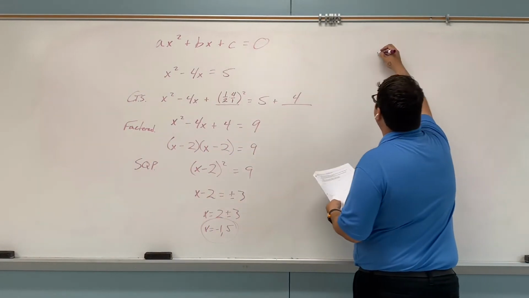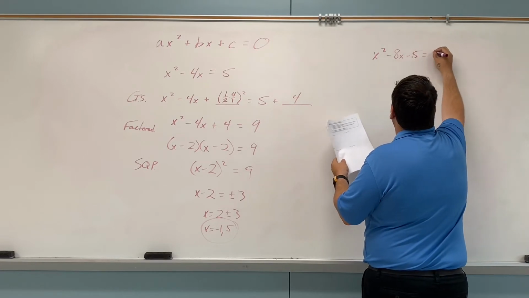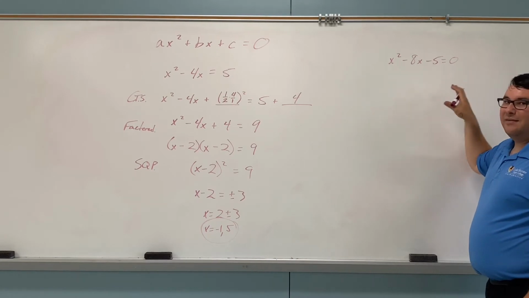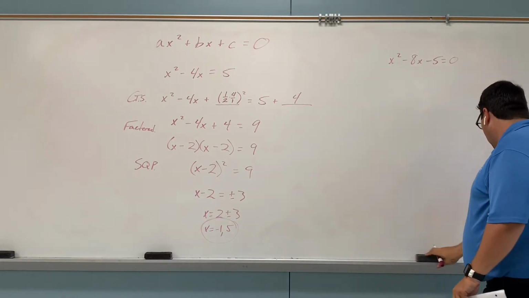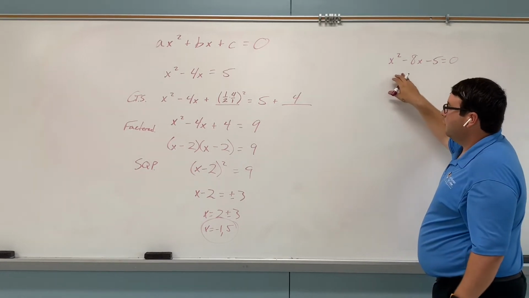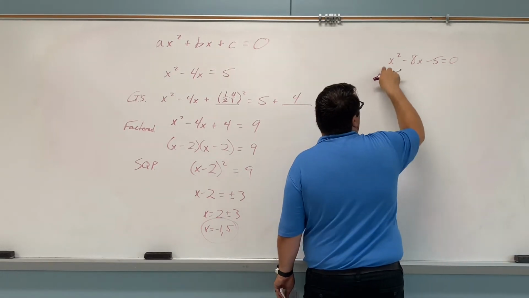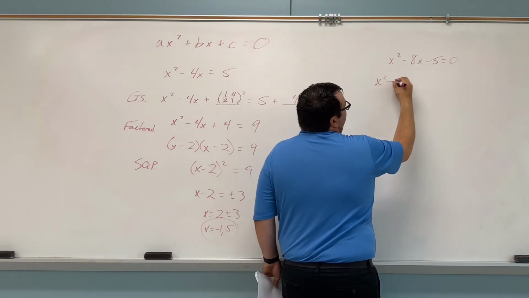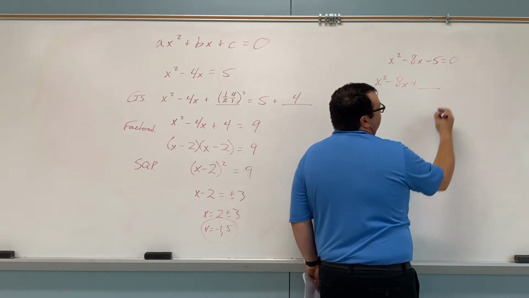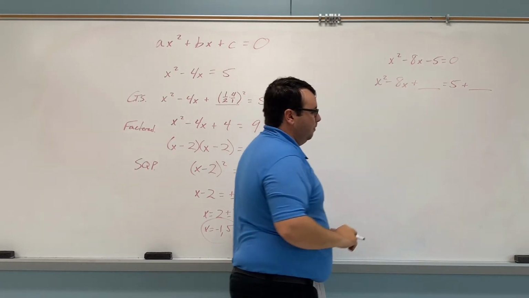Let's try another one. I have x squared minus 8x minus 5 is equal to 0. Looking at this problem again, it is not factorable, but I can go through the process of completing the square. So I'm going to add this 5 term over. My lead coefficient is currently 1, by the way. So I have x squared minus 8x plus some mystery term, because I'm going to add that mystery term in, is equal to 5 plus that same mystery term.